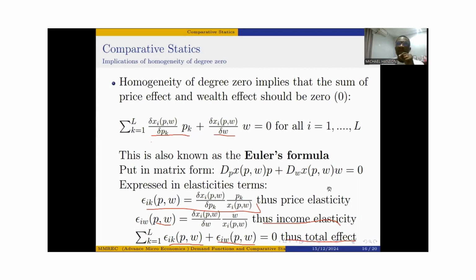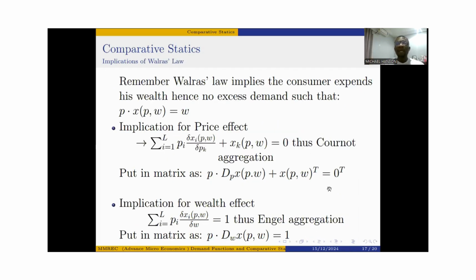That is the Euler's formula. So bear in mind, the Euler's formula, price elasticities and all income elasticity should add up to 0. Perfect. Now let's also see the implication of price effect and the wealth effect for the Walrasian law.